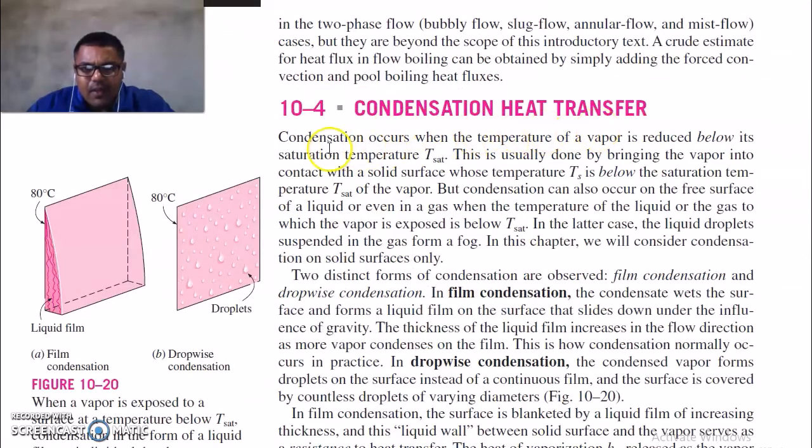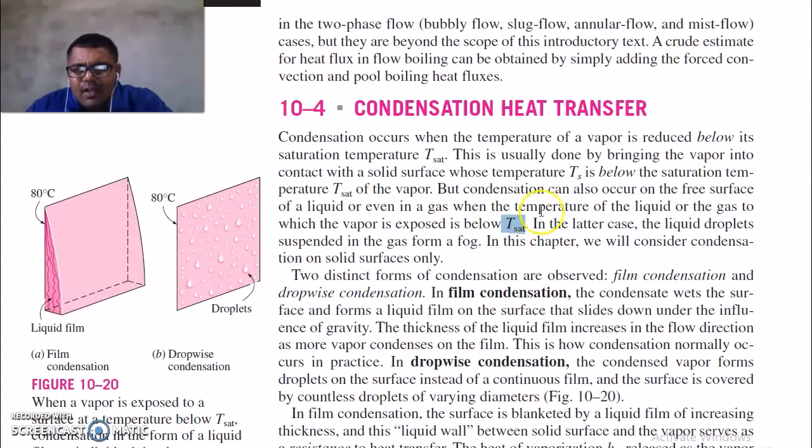Condensation heat transfer. Condensation occurs when the temperature of a vapor is reduced below its saturation temperature. This is usually done by bringing the vapor into contact with a solid surface whose temperature Ts, the surface temperature, is below the saturation temperature of the vapor. But condensation can also occur on the free surface of a liquid, or even in a gas, when the temperature of the liquid or the gas to which the vapor is exposed is below T saturation.